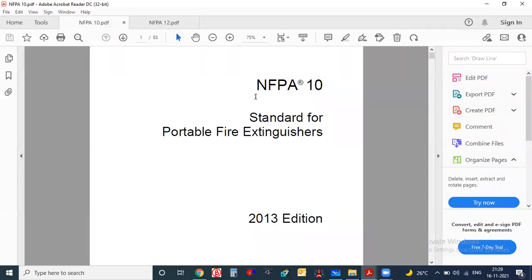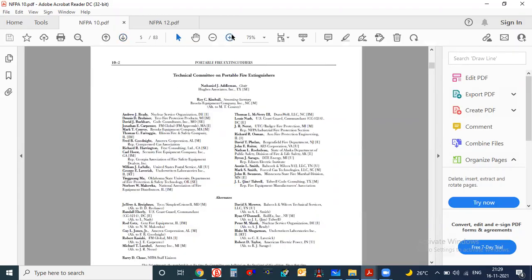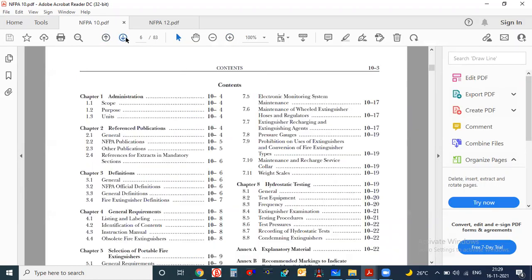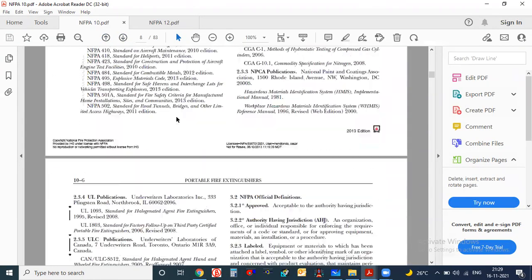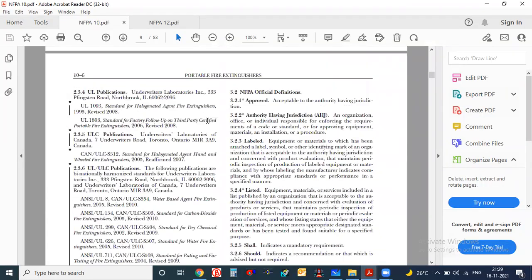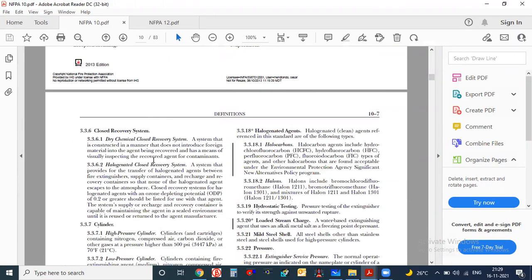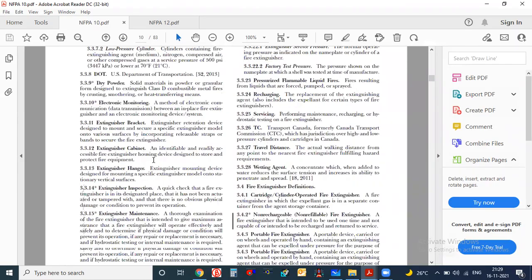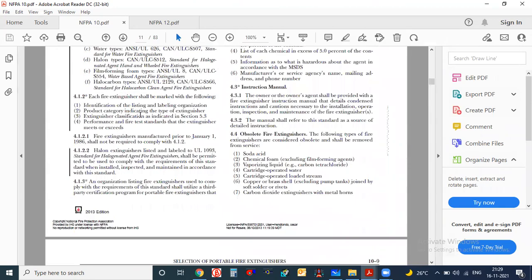So this NFPA 10 is for the portable fire extinguisher. There are certain important points given here. Let us see those. As usual, first it will talk about some definitions and all. You can skip this portion. Here they have given certain definitions related to the fire extinguisher or the different types of chemicals used. And the most important thing given here, I will show you.